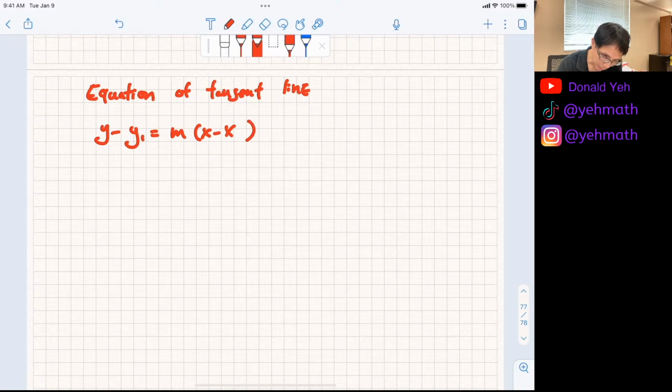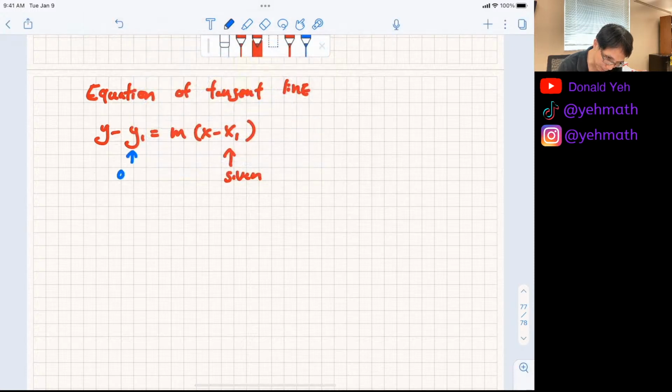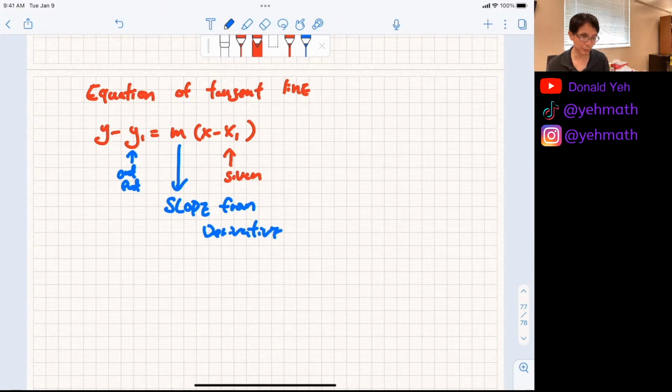Usually you are given the x, and this is the output. And this is the slope, which is from the derivative. So that is the equation of the tangent line.